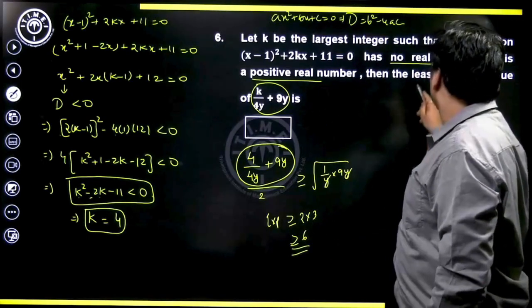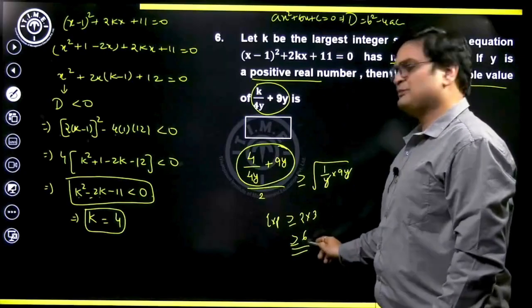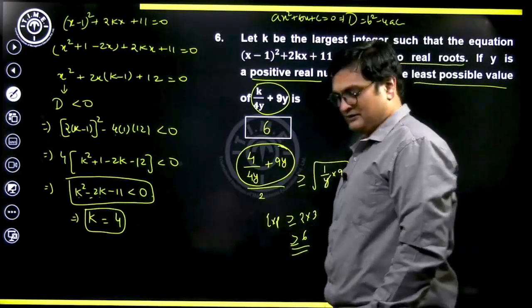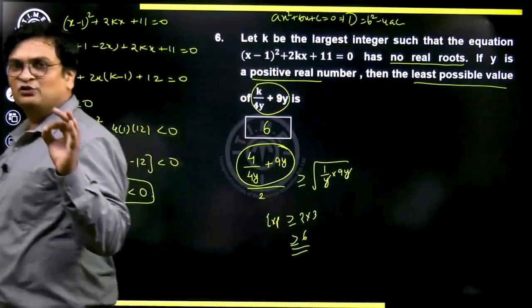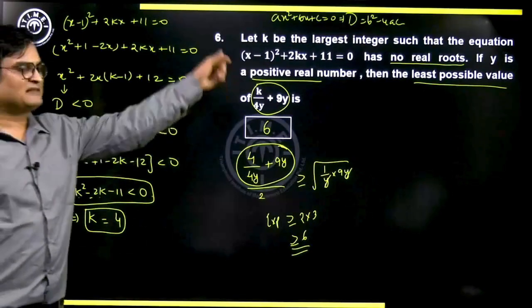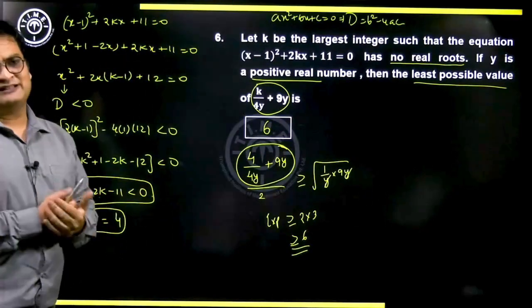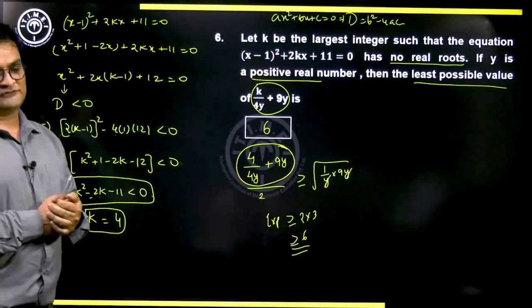So what is he asking us? The least possible value of this. The least possible value, as we can see, can be 6. There can be no value lower than that. So my answer for question number 6 happens to be 6. I hope we are clear with this.